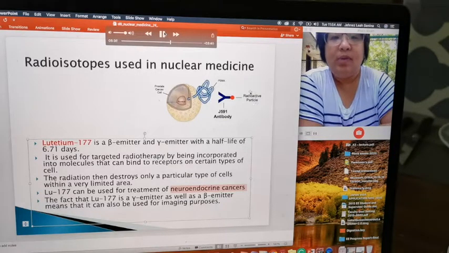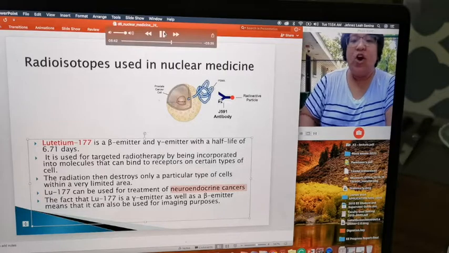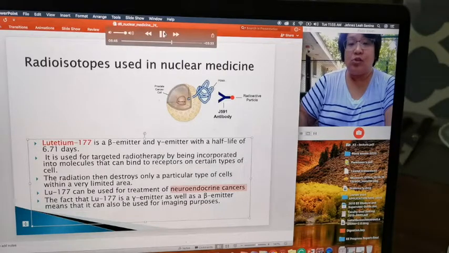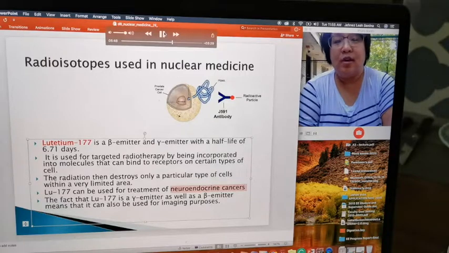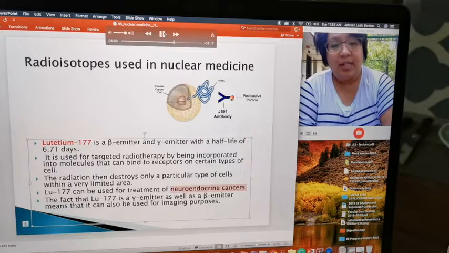So to simplify, we have lutetium-177, we attach it to an antibody that can specifically target receptors of neurons or cells of the glands. As it attaches to that cell, which is the cell that we want to kill, it disintegrates. As it disintegrates, it produces beta radiation enough to kill this cell.